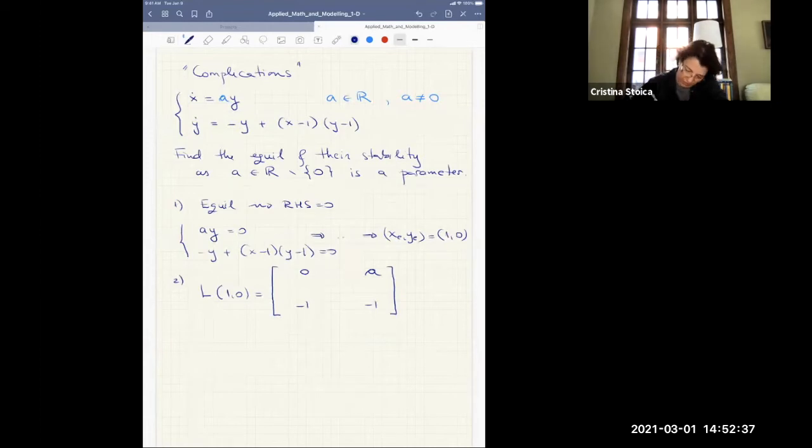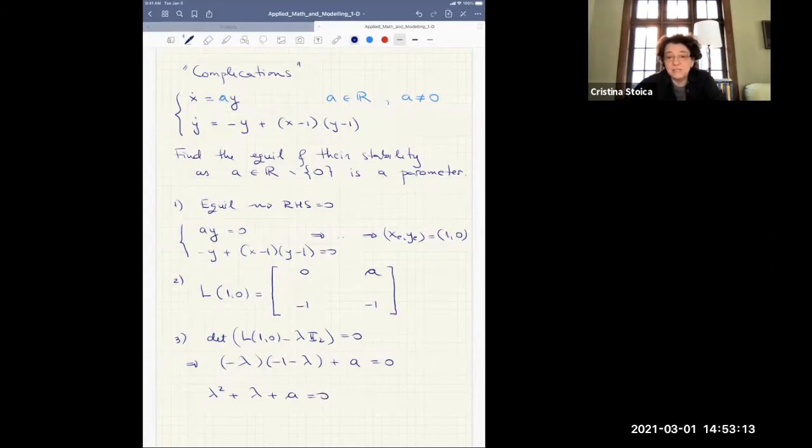Right? So now when we do the eigenvalues, so we do det of L equals 0, we end up with (minus lambda)(minus 1 minus lambda) plus A equals 0.